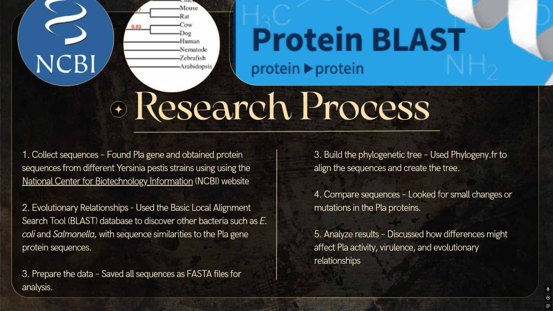We then built a phylogenetic tree. We used the website phylogeny.fr to align the sequences and create the tree. That's where those saved FASTA sequences come in, as it is easy as pie to just copy, paste, and create a tree. So once we created our tree, we then needed to compare our sequences and look for small changes or mutations in the PLA proteins, basically meaning we were just looking at the branches to see how closely related all of our bacteria were.